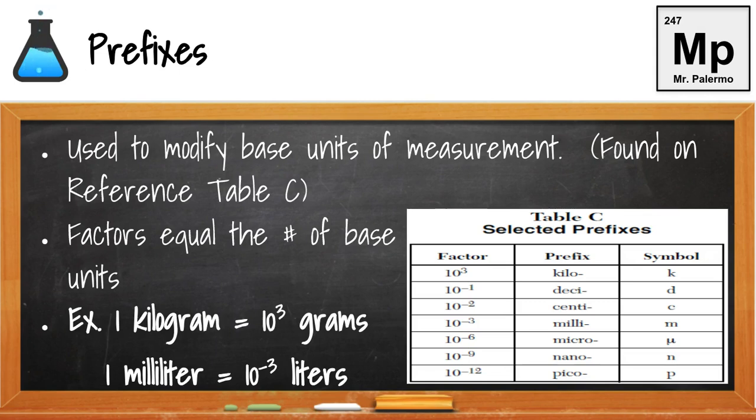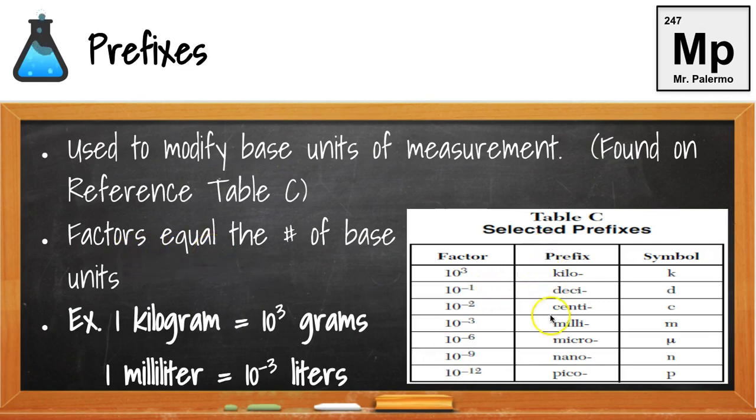And we can alter these base units to make the numbers larger or smaller, and we do that using prefixes. They are used to modify our base units of measurement, and we can find them on reference table C. In reference table C, we have the symbol of the prefix, and then it gives us the factor. And the factors equal the number of base units.